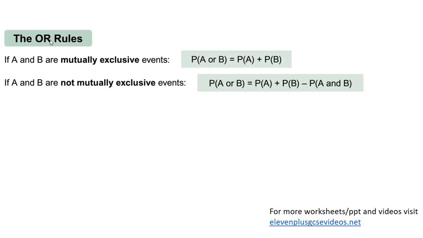Now, to start off first, if A and B are mutually exclusive events, then the chance of A or B happening will be the chance of A happening separately plus the chance of B happening separately. The first thing you need to do is to think about what mutually exclusive events are. Mutually exclusive events are events that can never happen at the same time. If one happens, the other one cannot.